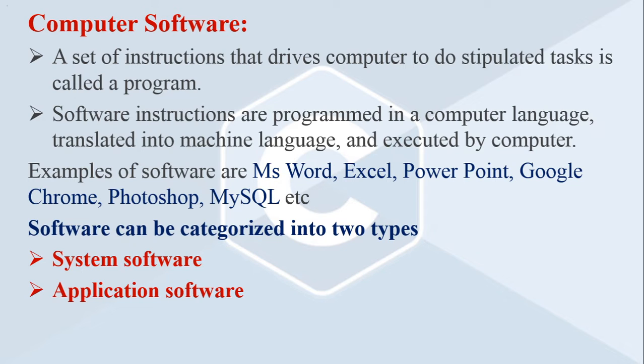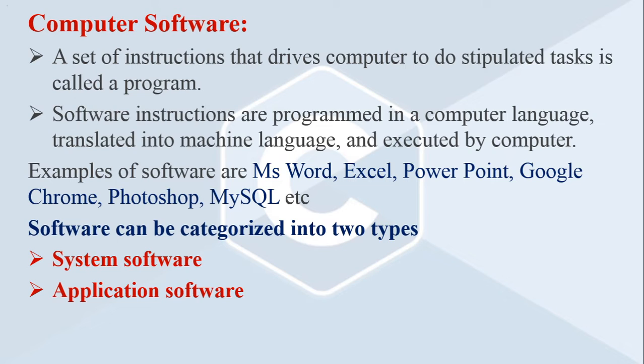The software instructions are programmed using any of the computer languages, and these languages are translated into machine language. Machine language means the binary equivalent of the exact program code, which is the only language understood by the computer system. So before starting the execution, we need to convert the computer program into its machine language equivalent. Then the computer can execute the program and generate the respective result.